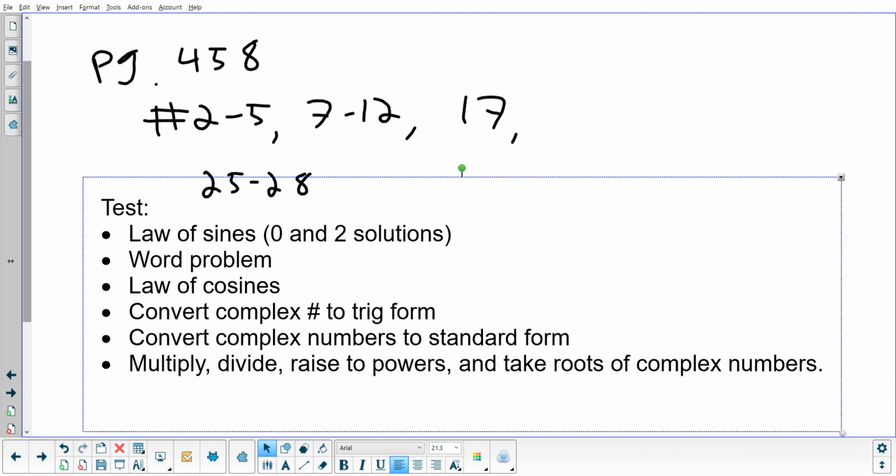So the test will cover law of sines and law of cosines. There'll be one word problem about law of sines and cosines. Converting complex numbers to trig form and back the other way. And the 4 operations we covered yesterday and today: multiply, divide, powers, roots. The test will have 10 questions, but a law of cosines problem could have 3 answers.